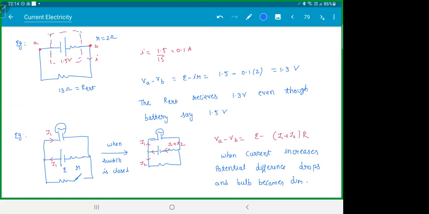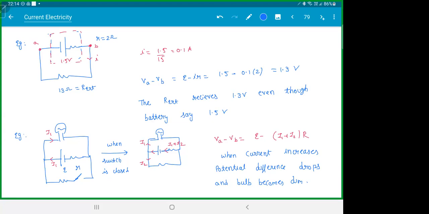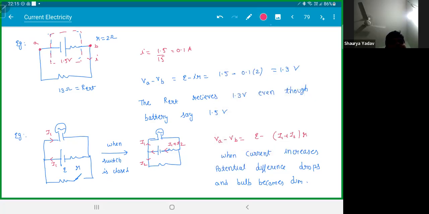Have a look at this. This is the problem with non-ideal batteries. What is written on the top and what you get are two different things. Every battery that you see as 1.5, in reality you'll never get 1.5. You're getting less than that. And the more current you take from the battery, the less voltage you get. Check these examples once. So there will be (I1 plus I2) into small r, no? Smaller. Sir, but if we get low potential, what will happen?